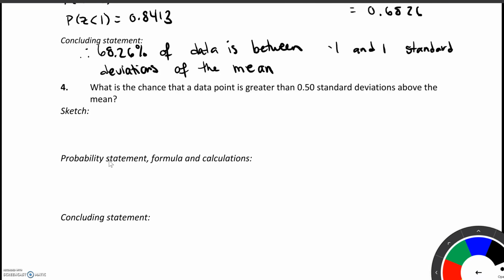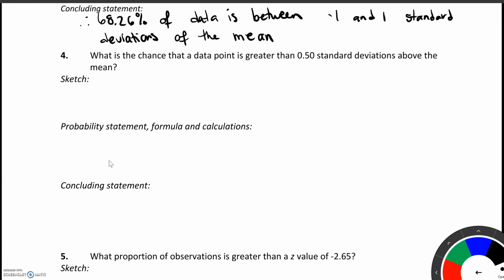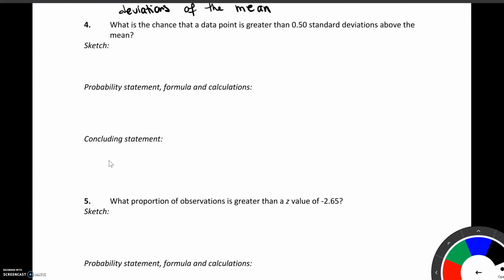Okay, 2 more questions to go. They're both greater than questions. Try them out. What is the chance that a data point is greater than 0.5 standard deviations above the mean? And what proportion of observations is greater than a Z value of -2.65? Start by drawing your sketch. Figure out your Z values you have to look up and what calculations you have to do with them, and then finish with a concluding statement.